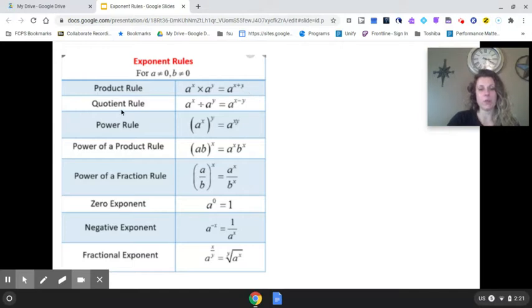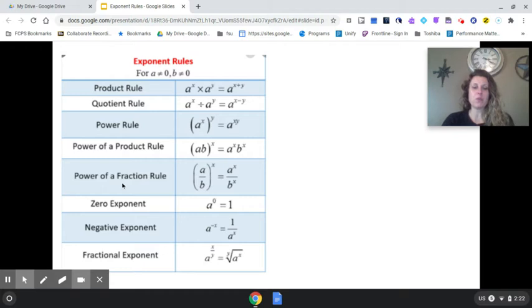The quotient rule says that a to the x divided by a to the y is equal to a to the x minus y power. The power rule, a to the x raised to the y, is equal to a raised to the x times y power. The power of a product rule says that you can distribute the power into everything that's within a grouping. So a times b to the x is equal to a to the x times b to the x.